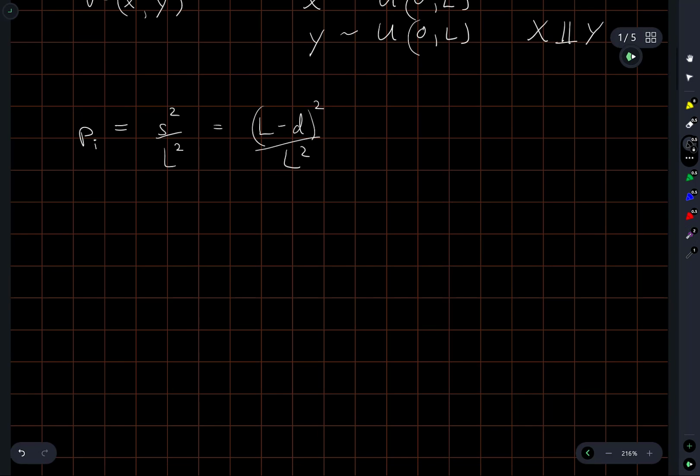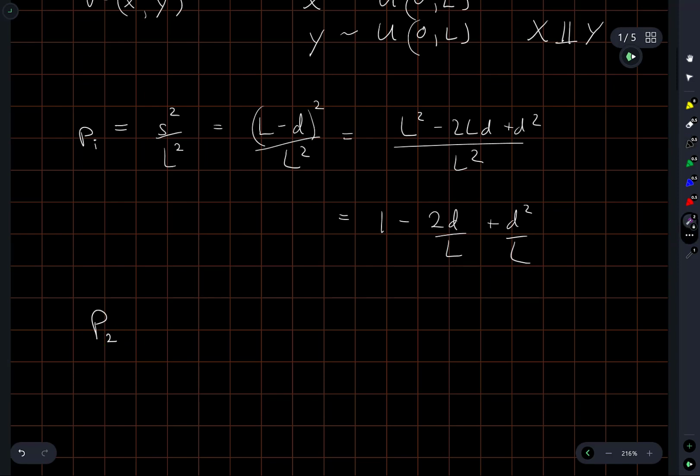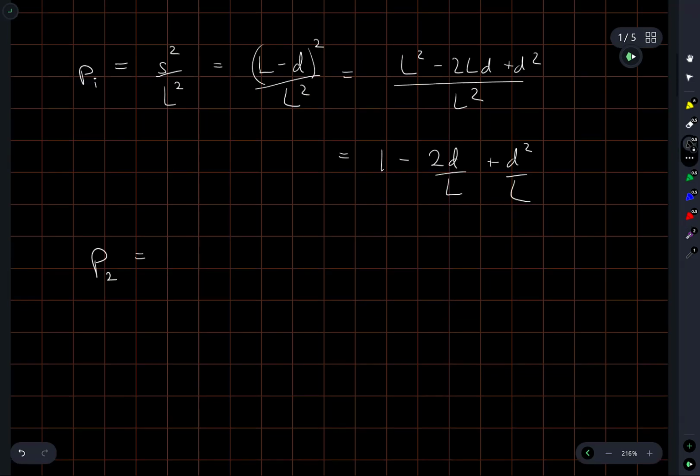So the probability, let me expand this because we're going to have a 1 inside this and we're going to want to cancel that. So we get 1 minus 2d over L plus d squared over L. So the probability we actually want, I'll call this P2 for probability of containing 2 colors in the chessboard, is 1 minus the probability of there being only 1 color. And so this is going to give us 2d over L minus d squared over L.